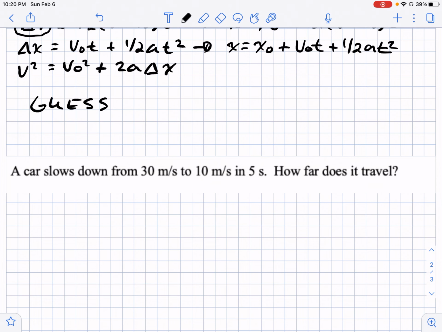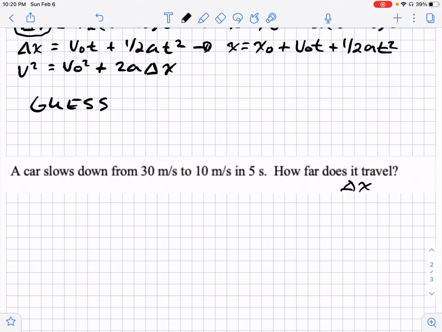So this first one says a car slows down and it's going from 30 meters per second to 10 meters per second, and it does it in 5 seconds. We want to know how far it travels. Okay, so how far it travels, we're solving for that delta x there.